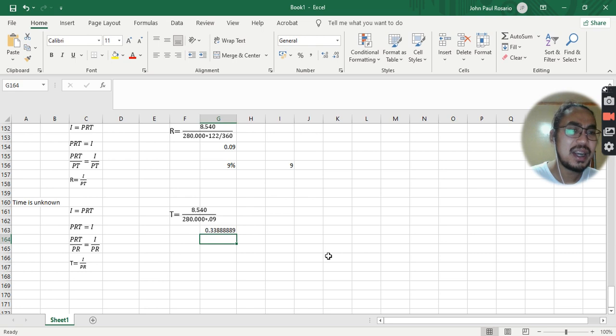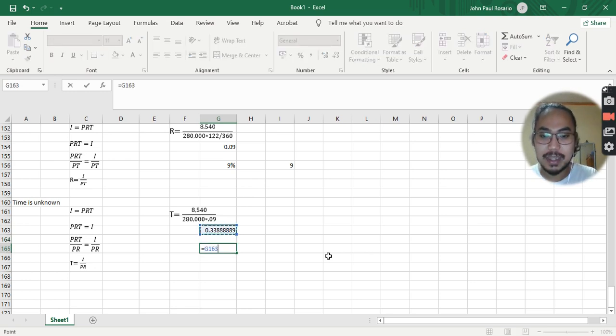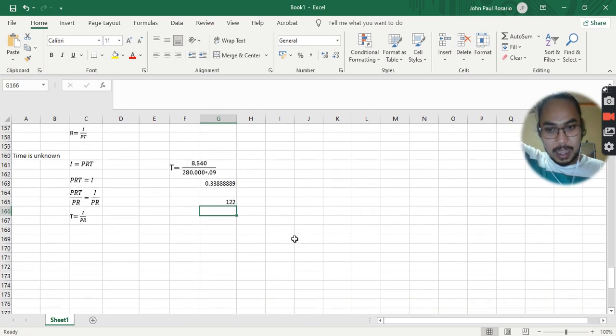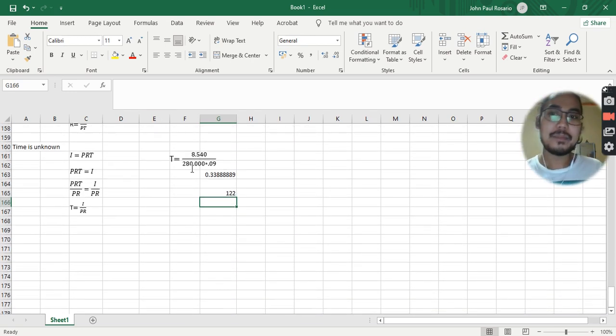It is expressed in decimal, so to transform it back to the number of days, we multiply by the number of days in a year, that's 360. By multiplying this figure by 360, since the problem is silent, we get the exact number of days, which is 122 days. So assuming the data is consistent, the principal is 280,000, the interest is 8,540, the rate is 0.09, and the number of days is unknown.